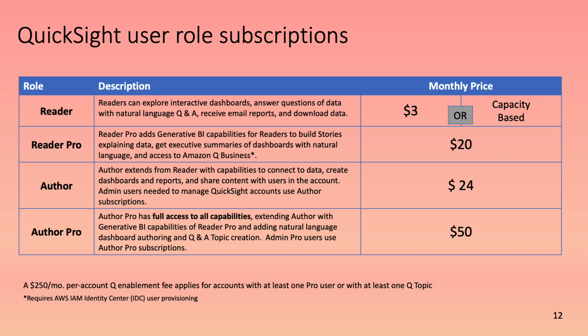Generally, for Reader it's about $3 per month, or you can have it offered capacity-based. Reader Pro adds more GenBI capabilities for readers to build stories, and it's about $20 per month. Author extends to connecting data and creating dashboards and reports, and it is offered for $24 a month. Meanwhile, Author Pro is full access to all capabilities using QuickSight and Amazon Q in QuickSight, and this is about $50 per month.